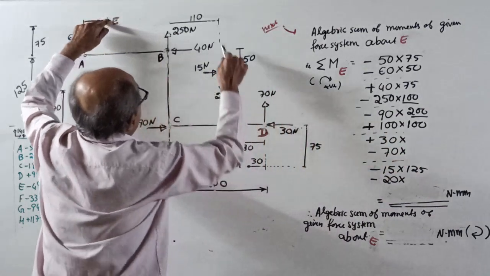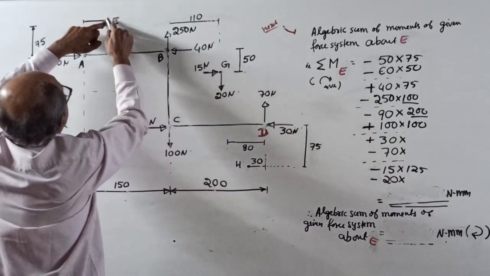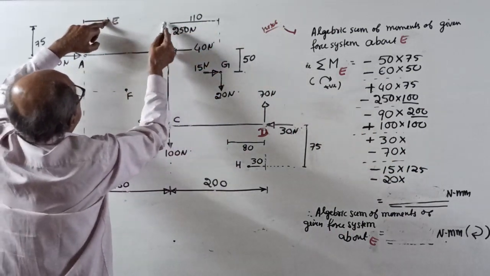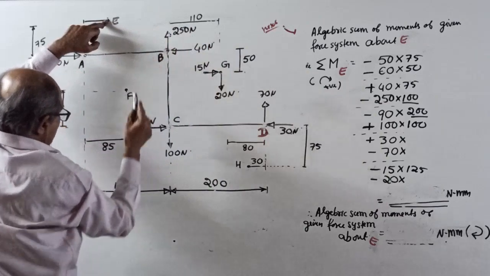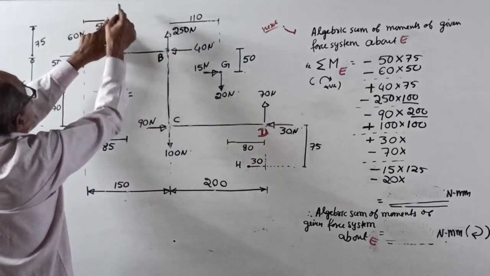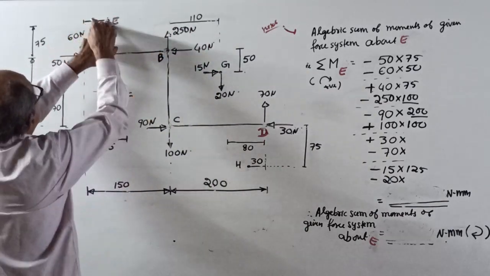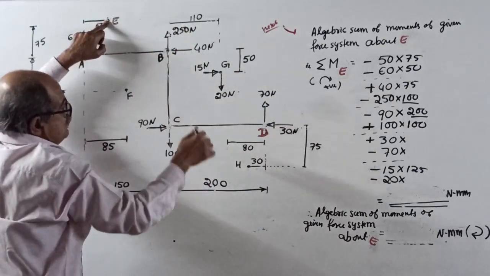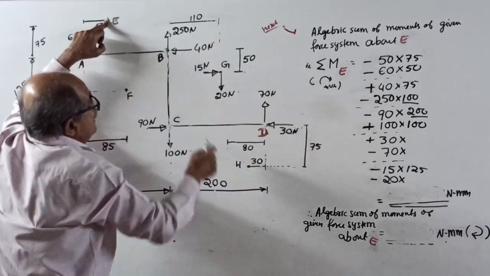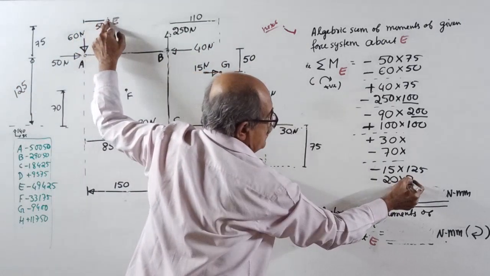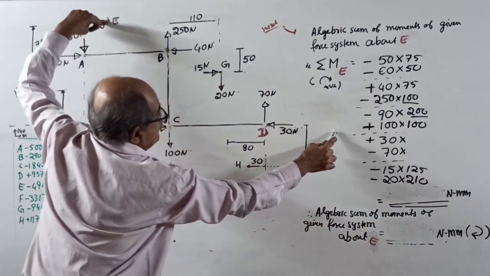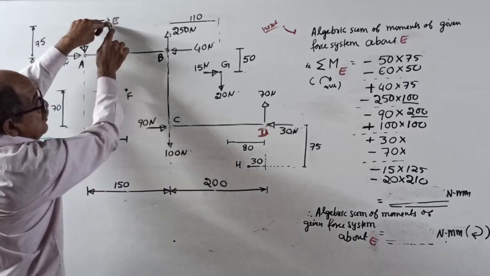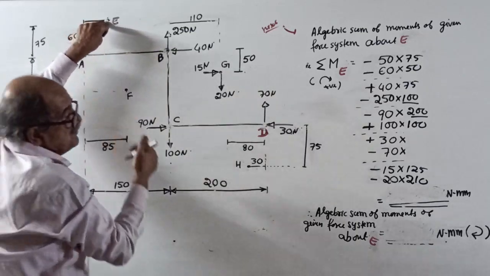Okay. Then 20 into, from here to this line of action. This is 110 plus this distance. That distance is from 150 subtract 50, which is 100. 100 plus another 110 is 210. So therefore, 20 into 210 clockwise. Okay, I forgot this force. 30 into 125 plus 75, 200 clockwise.